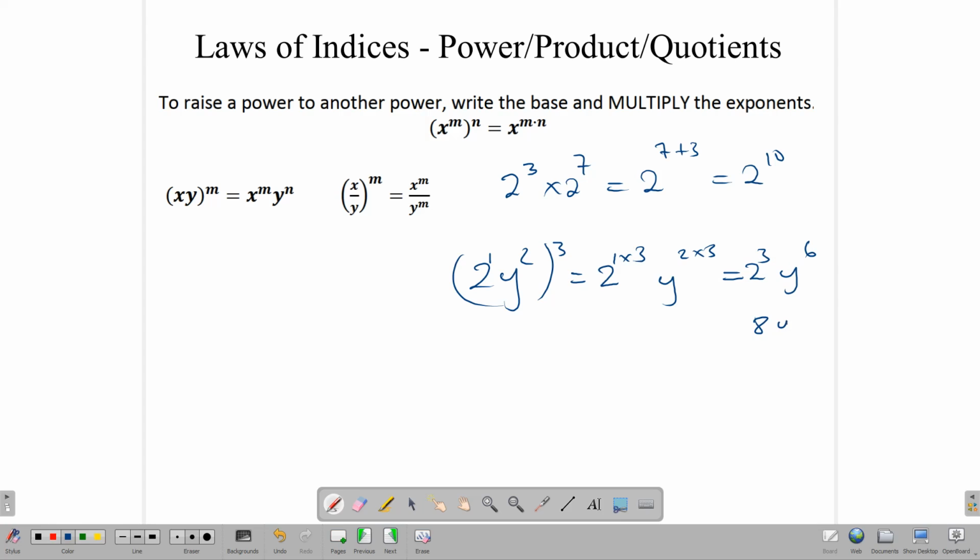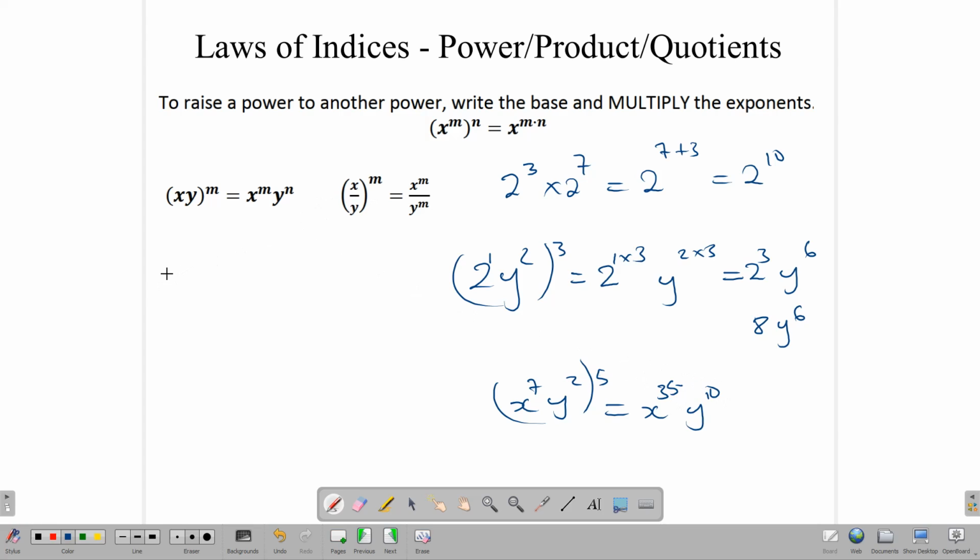So it would give us 8y to the 6th. Now, you could apply this also to, for example, x to the 7th, y to the 2, and you're raising that to the 5th power for argument's sake, then it's x to the 5 times 7, and y to the 2 times 5, which is y to the 10. When it comes to quotients, the same thing applies.